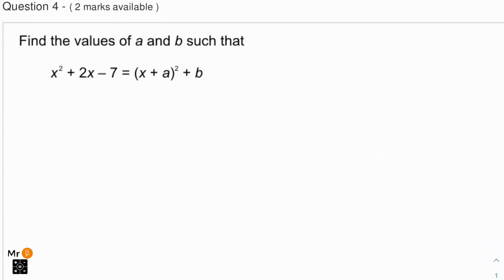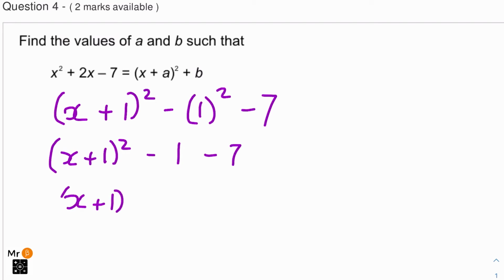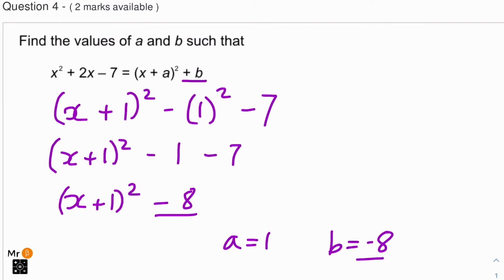Question 4, again, we halve the number in front of the x, we subtract that number squared, and we drag down our c part. We square out our bracket, we collect our like terms. A therefore must be 1, and b, just be careful here, is negative 8, because they've told you it's positive b, and we had the answer negative 8, we have to write on negative 8 there.